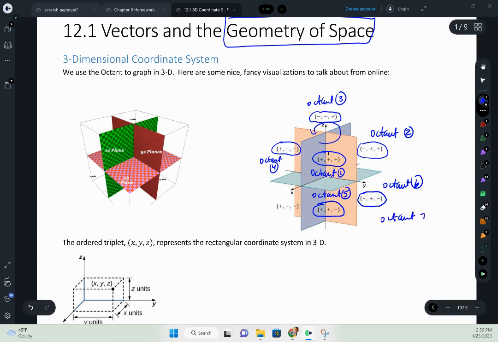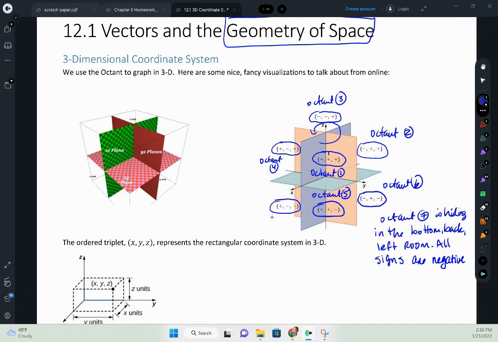So octant 7 is hiding in the bottom back left room. All signs are negative. Then finally, we finish our tour and end up in octant 8, where X is positive, but Y and Z are negative. So go ahead and label that. Okay, those are our octants. We have to be really comfortable with that because I'll be referring to different octants and you have to know where we are in the house.